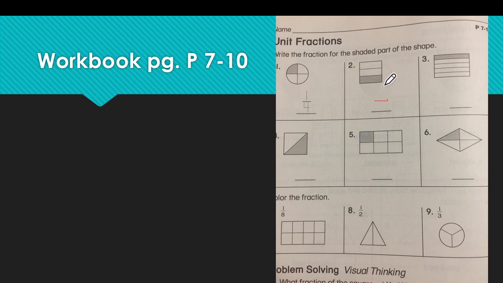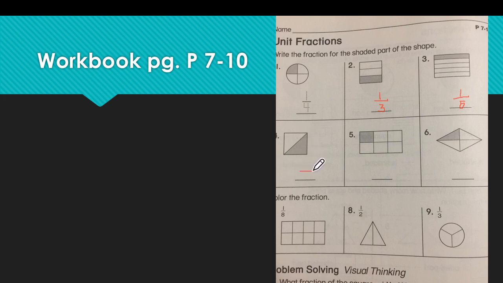First of all, start with the line. Count how many equal parts do we have all in the whole shape. 1, 2, 3. We have 3 equal parts. And how many are shaded? 1 only. Let's count here. Start with the line. How many equal parts? 1, 2, 3, 4, 5. 5 equal parts. And how many are shaded? 1 only.